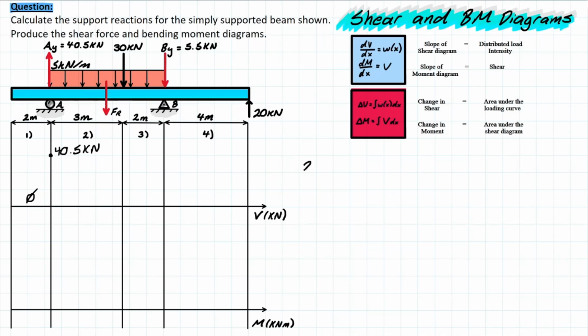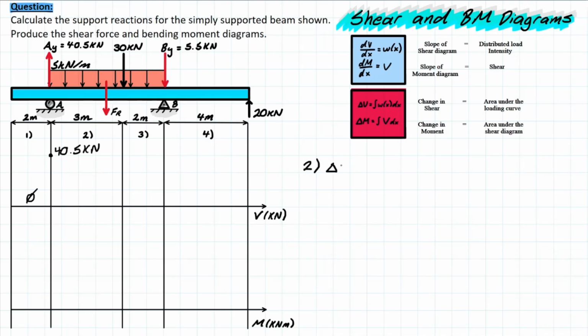And the way we consider this, taking section 2, we have to consider our rules, right? So the change in shear is going to be the area under a loading curve. So that means we need to figure out what the area created by this distributed load is. That's going to be 5 kilonewtons per meter over 3 meters. And then take the difference between that and the jump that was created by Ay. So let's see what that looks like.